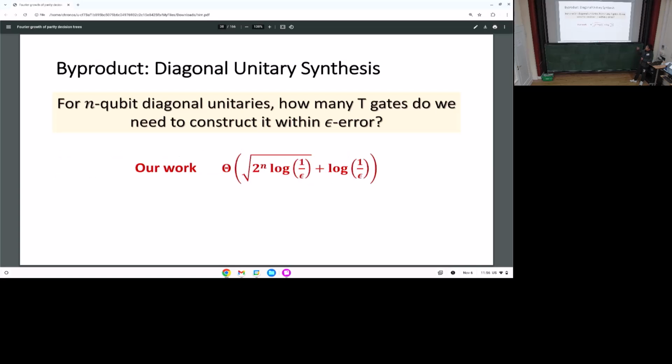And for this problem, we show that the complexity of the number of T gates is the same. So it's also square root 2 to the n log 1/epsilon plus log 1/epsilon. So this is the same complexity as for the state preparation problem. And as I mentioned, the upper bound doesn't use measurements, and the lower bound works even if you have measurements and classically controlled operations.